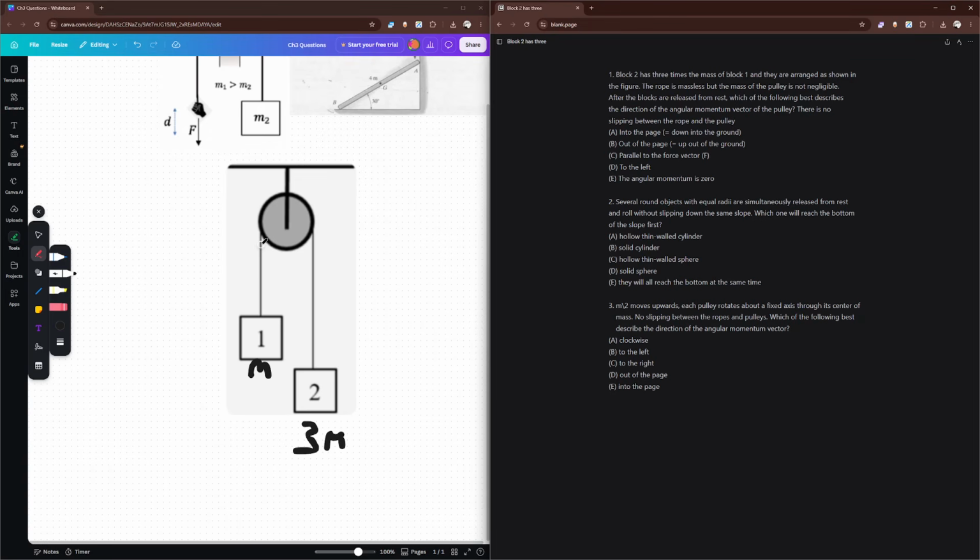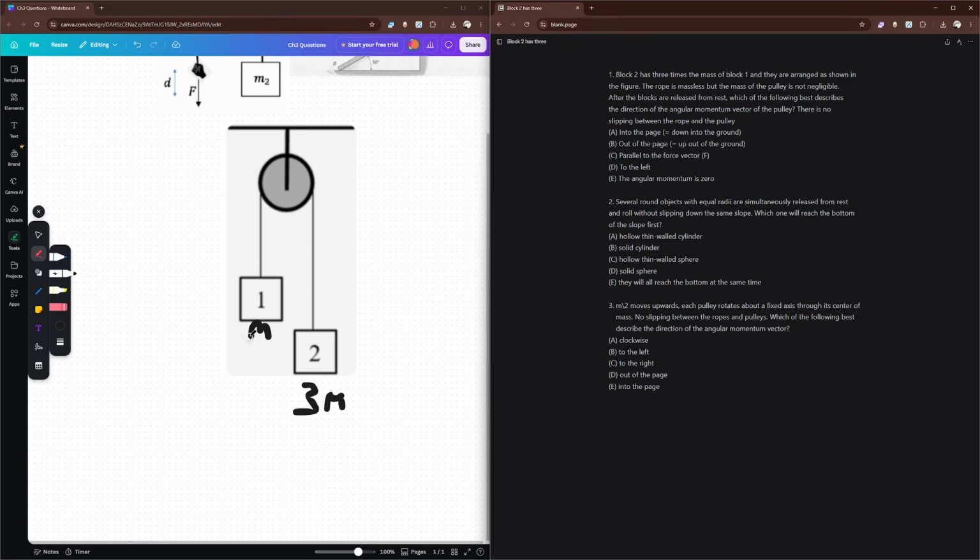So if we look at this, this is 3m and this is m. That means that the force acting on this is going to be mg, and the force acting on this is going to be 3mg, right? So our force is going down like so, and our motion will be going like so. We're going to be going in this clockwise turning direction. So to actually solve this, you need to use the right hand rule.